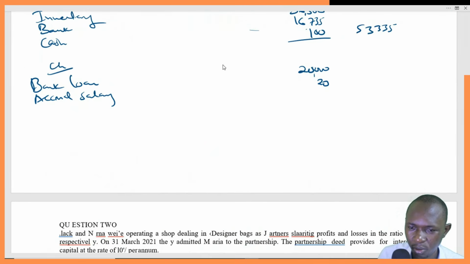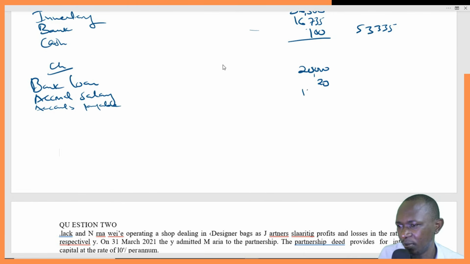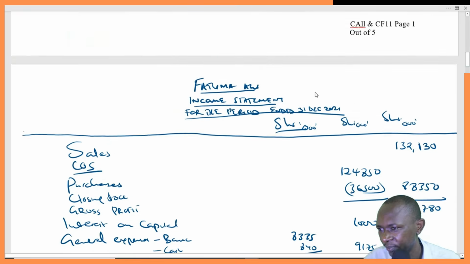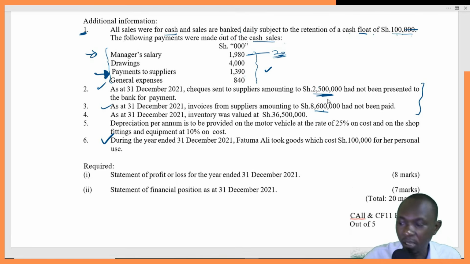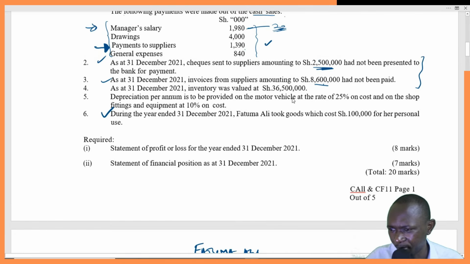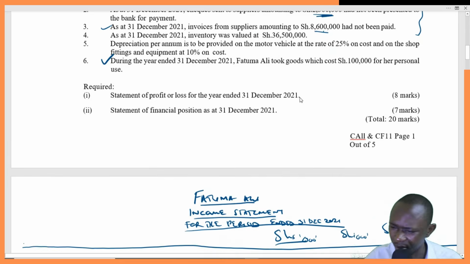Accounts payable, how much? 11,100. I think I've added correctly. That was 25, so let's go to counter check, plus 86, 11,100. I think that's the figure we have. Do you have anything else remaining? Inventory, these are depreciations, we've taken care of that.